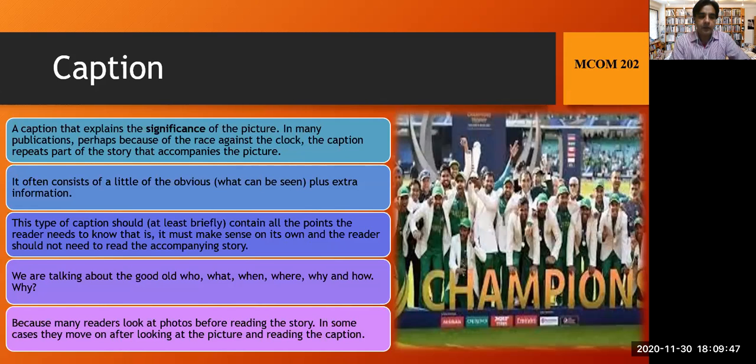Here we are talking about the good old who, what, when, where, how, and why. You have read all these in 101 as well as in 201. Because many readers look at the picture before reading the story, in some cases they move on after looking at the picture and reading the caption. So most of the time when there is a picture and there is a caption, people usually do not read the story, or if they find it interesting, they go to the story after seeing the picture or after reading the caption.